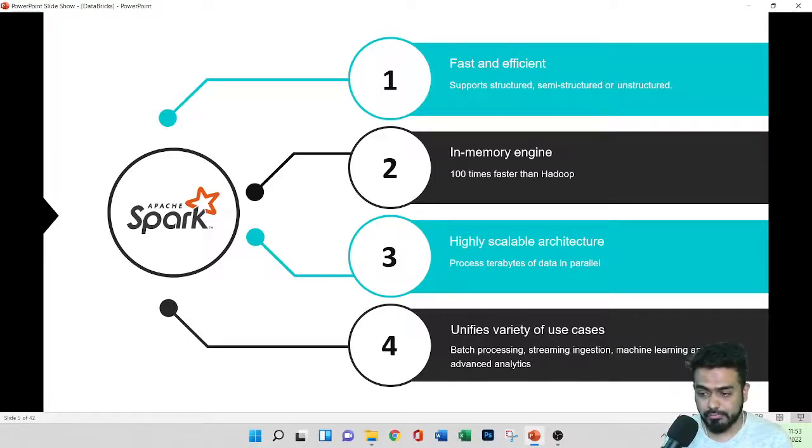When we talk about the type of data which we are able to store and process, it is an in-memory engine, which is 100 times faster than Hadoop. It is a highly scalable architecture, which can process even terabytes of data in parallel. And it unifies a variety of use cases. So there are many use cases.